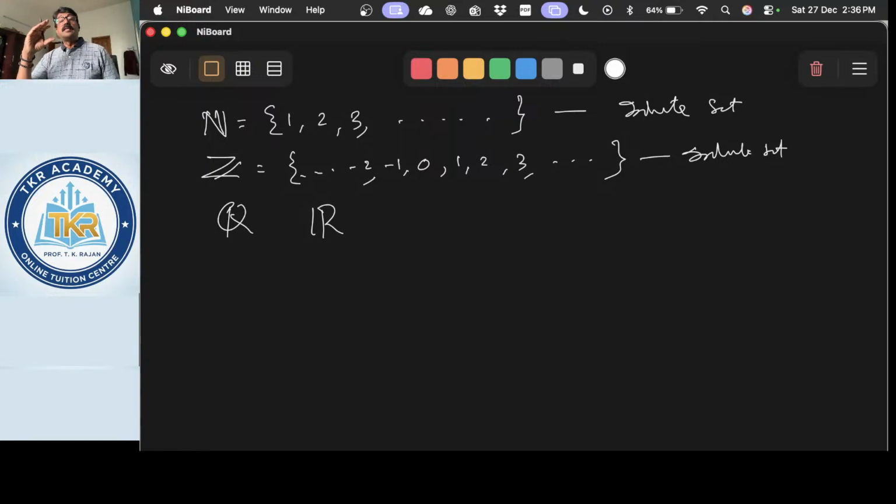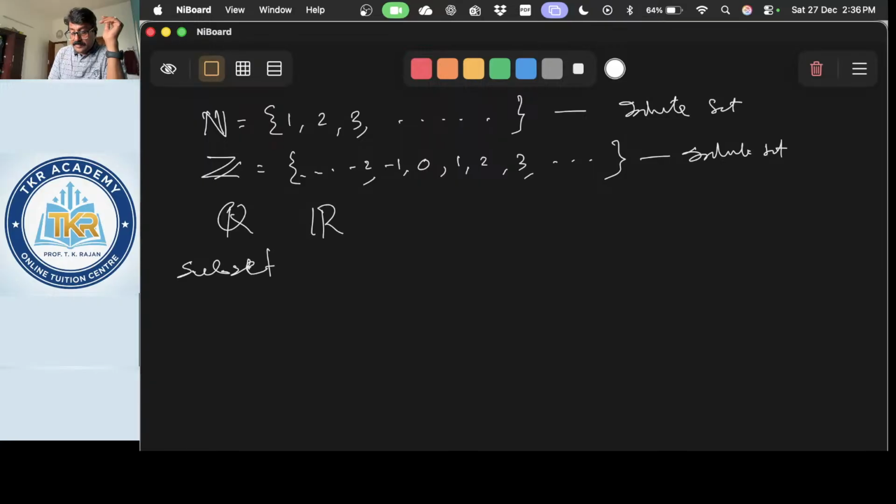A finite set means it has only a fixed number of elements. Countable, in the sense that there are 20 elements, 30 elements, like that we say. Okay. Now let us go to another concept called subset.